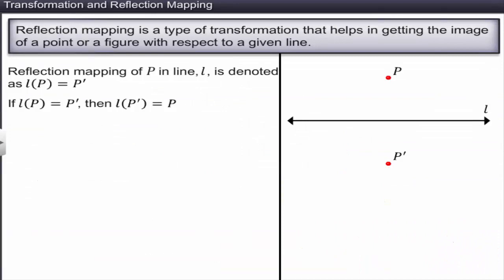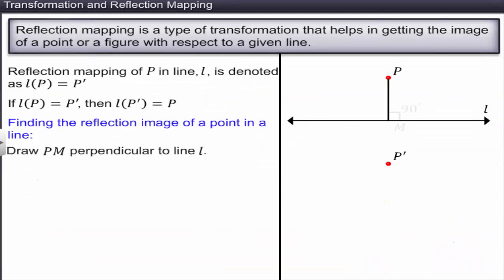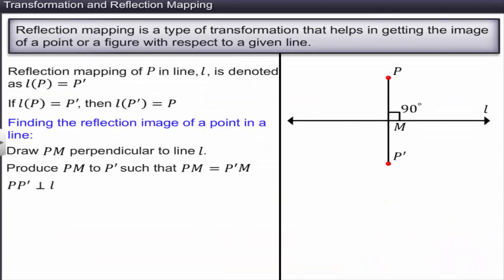In reflection mapping, we find the image of a given point with respect to a line. To find the reflection image of a point P in line L, first draw PM perpendicular to line L. After that, produce PM to P' such that PM is equal to P'M. Here, line PP' is perpendicular to line L.